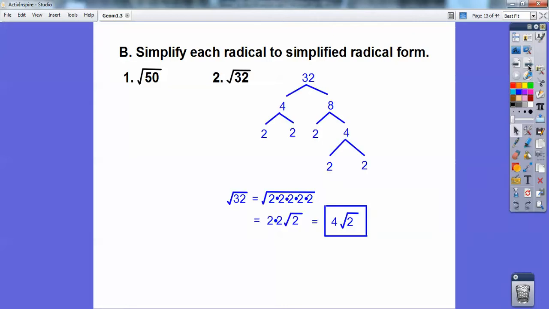32 is 2 times 2 times 2 times 2 times 2. Five of them, and so 2 2's brings one of these 2's out, and another pair of 2's brings another 2 out, and you multiply those, so you get this leftover 2 inside, so it becomes 4 root 2.